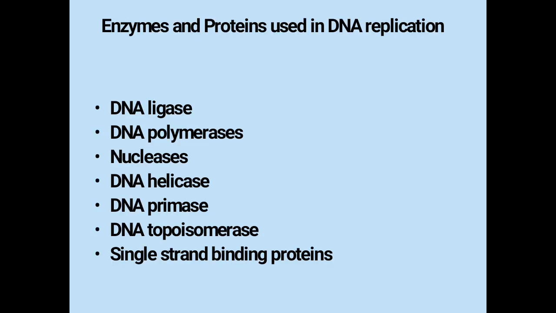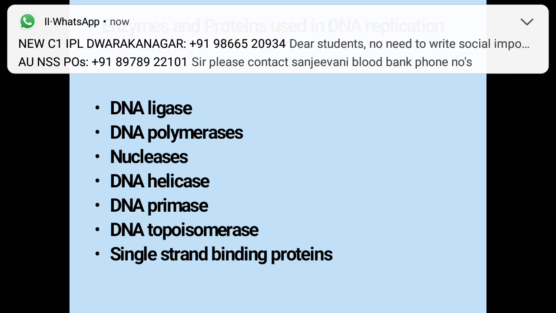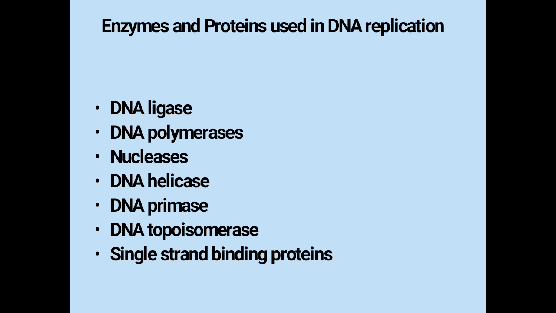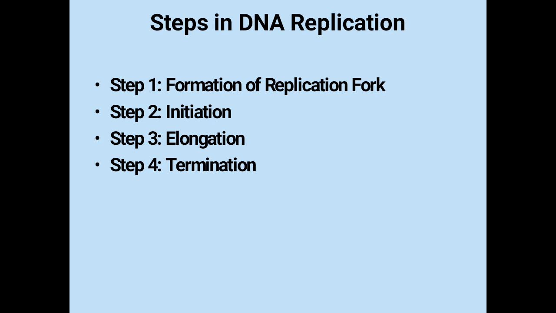Here are the enzymes and proteins involved in the DNA replication process. DNA ligase, DNA polymerase, nuclease, DNA helicase, DNA primase, and DNA topoisomerase are the different enzymes required for DNA replication. Single strand binding proteins are one of the proteins very important for DNA duplication. Steps of DNA replication: formation of replication fork, initiation and elongation of the chain, and termination of the DNA replication process.